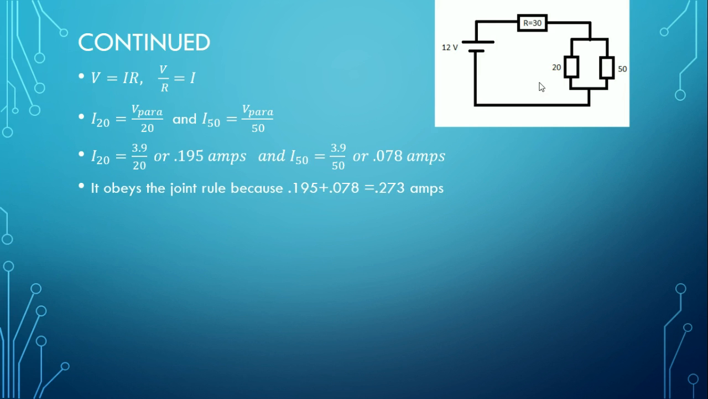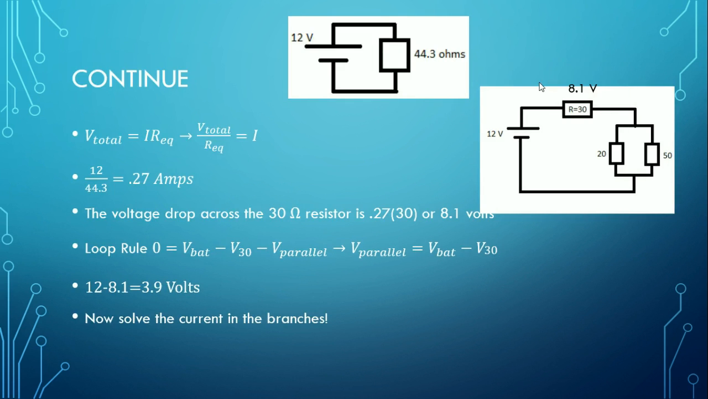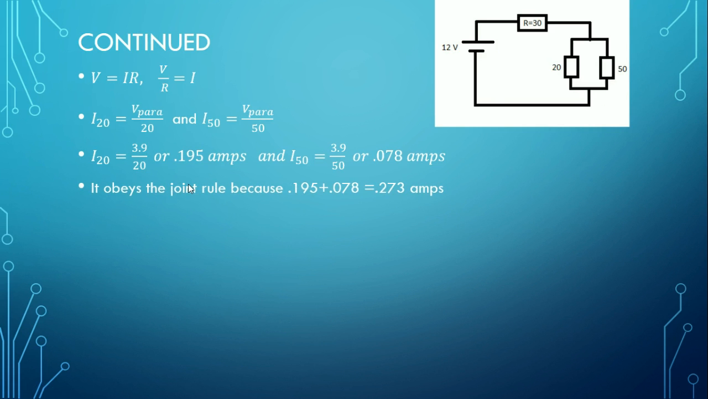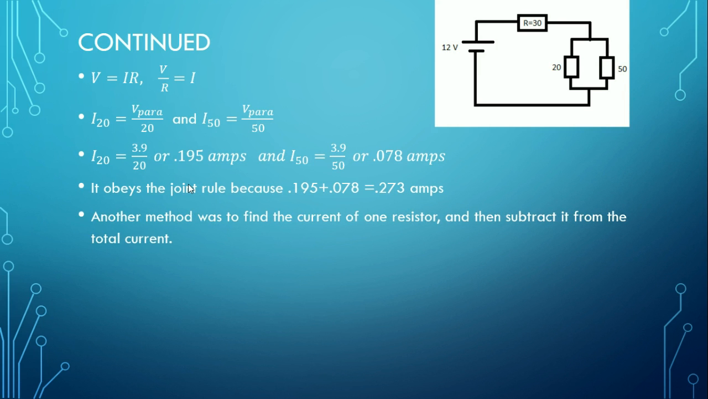And it's important that this obeys Kirchhoff's junction rule, because the two amperages, when added together, equal the total current. If you remember back from here, the total current was 0.27 amps, and when we did the problem, we got 0.273 amps, which is comparable, but depends on how much you round. So it definitely obeys the junction rule. Another method, instead of doing V divided by R for both, is you could have found the current of one of the resistors in parallel and then subtracted that from the total current, and that would work perfectly fine.